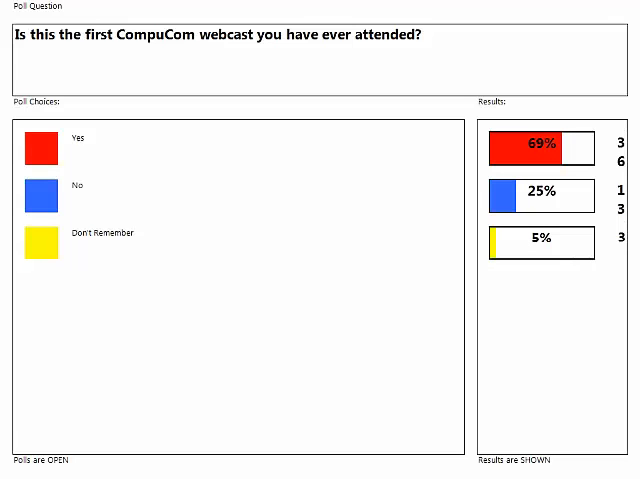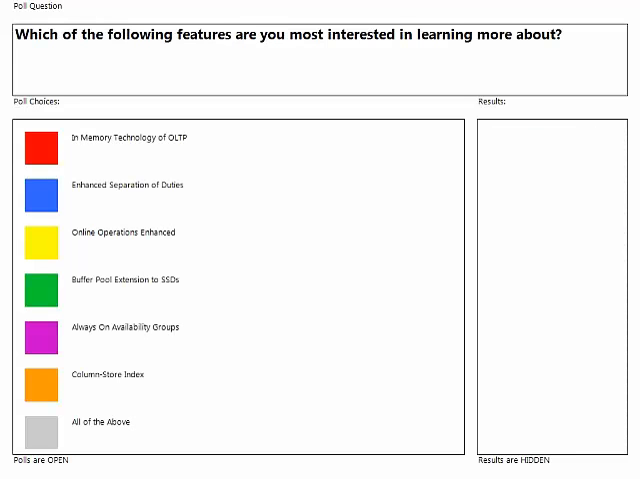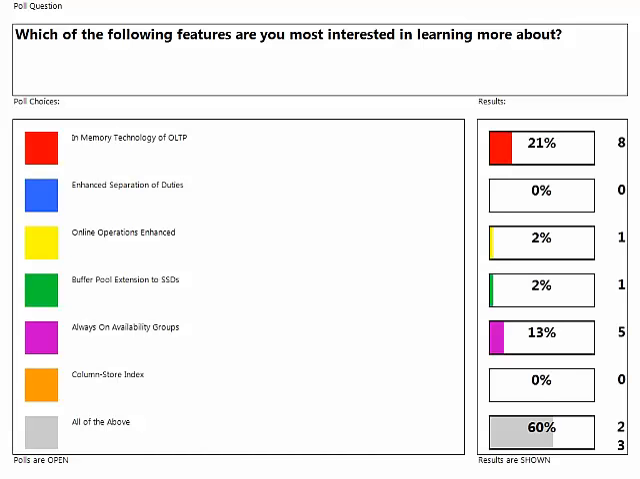And moving right along, our next poll: which of the following features are you most interested in learning more about? In-memory technology of OLTP, enhanced separation of duties, online operations enhanced, a buffer pool extension to SSDs, always-on availability groups, column store index, or all of the above. And I'll share those results.